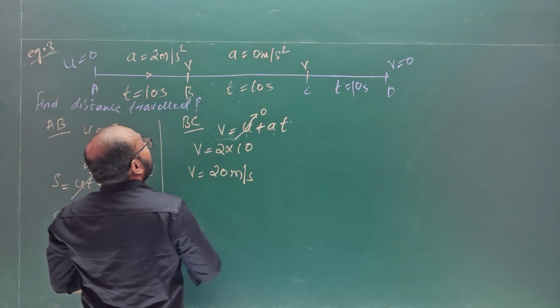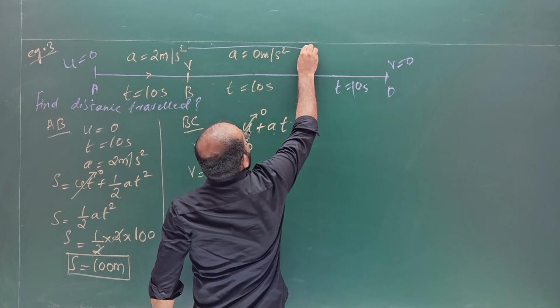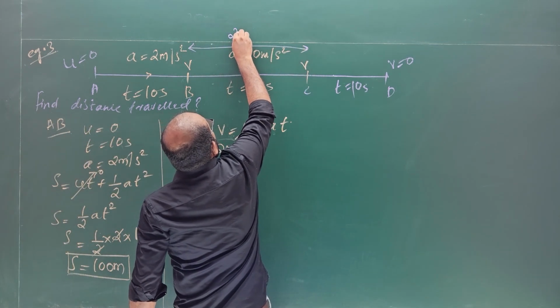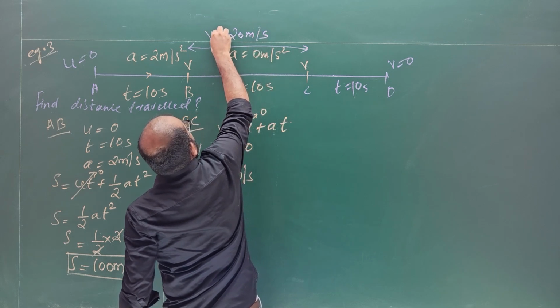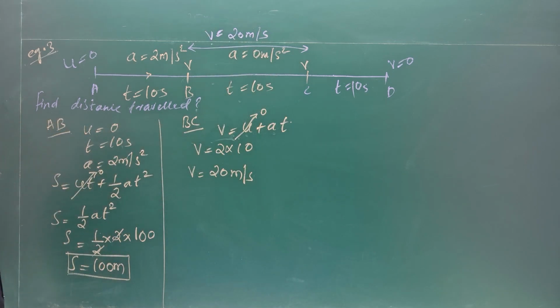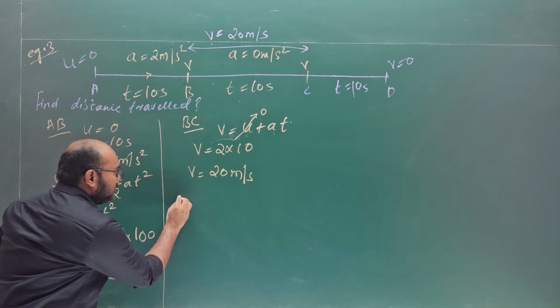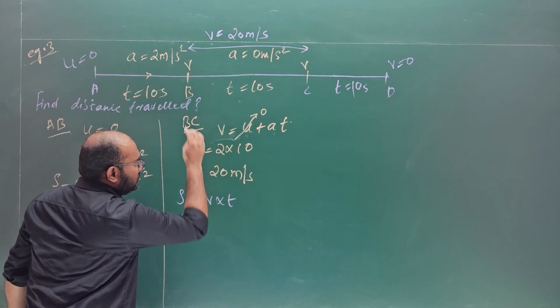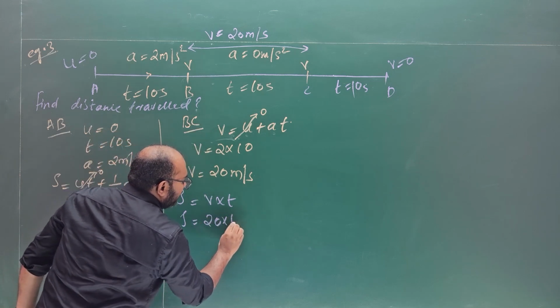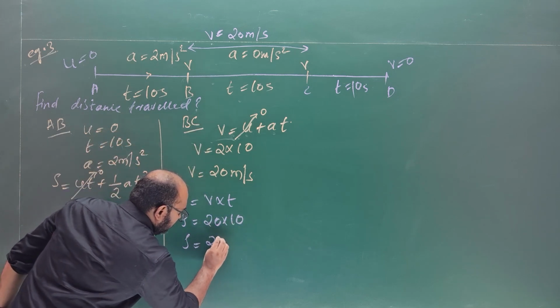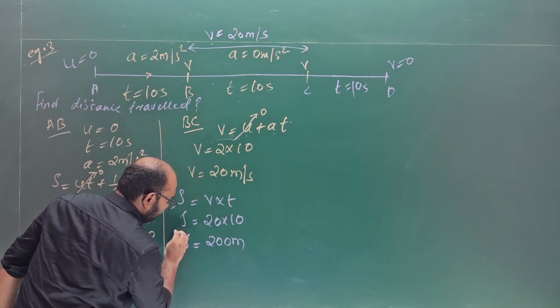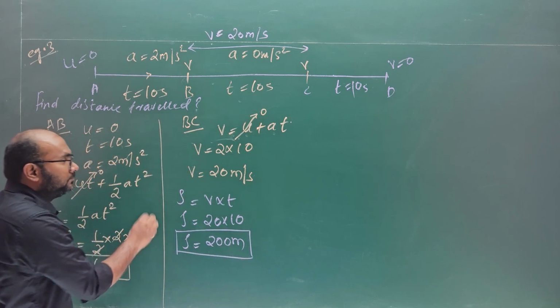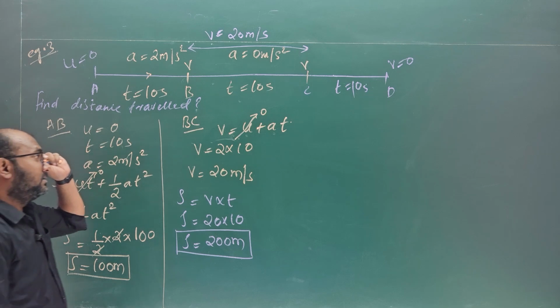So, can I say that the body between B and C is traveling with a constant velocity, that is 20 meter per second. Okay, if the body is traveling with constant velocity, that is 20 meter per second, then S is nothing but V into T, or S is equal to V is what? 20, time period is 10. S is equal to 200 meters.